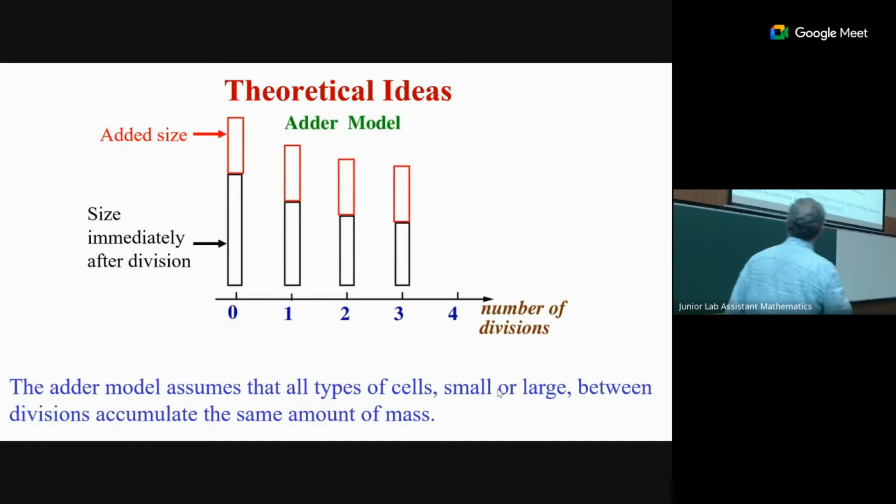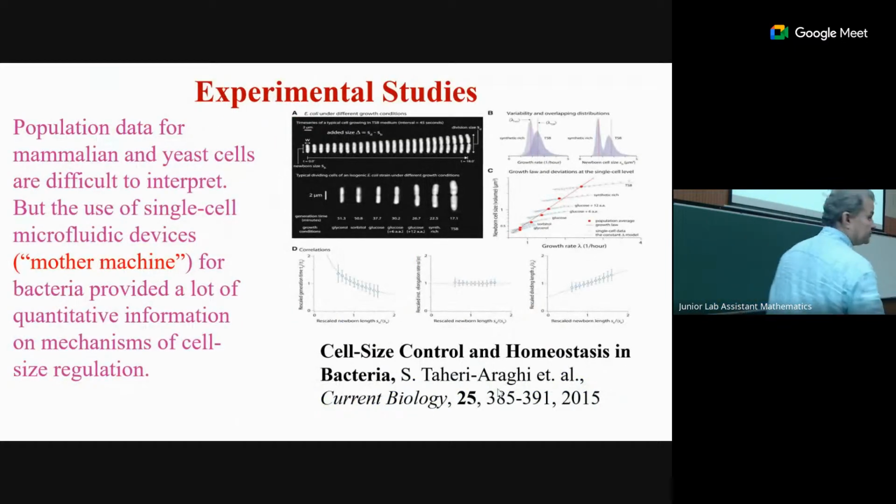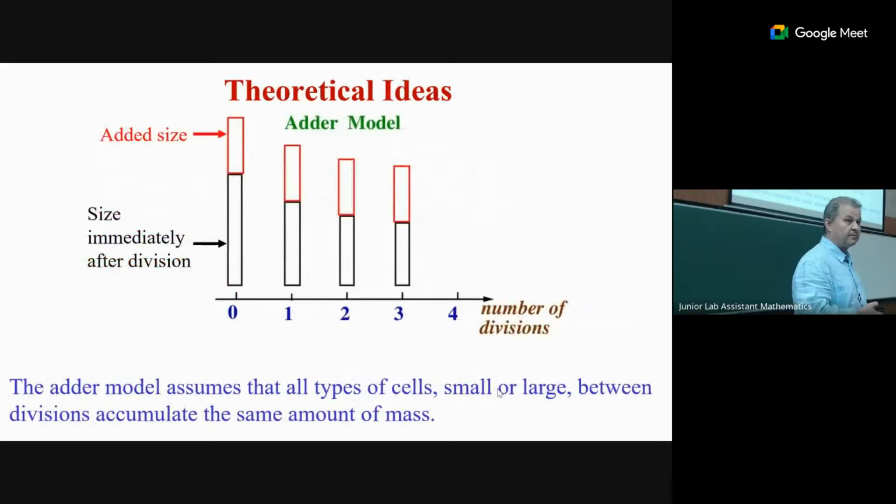And here the idea is different. Here the idea is that on average, between every division, the cell adds approximately the same volume. And if you continue the exercise, you will actually see that you reach some stationary size eventually in the so-called adder model.